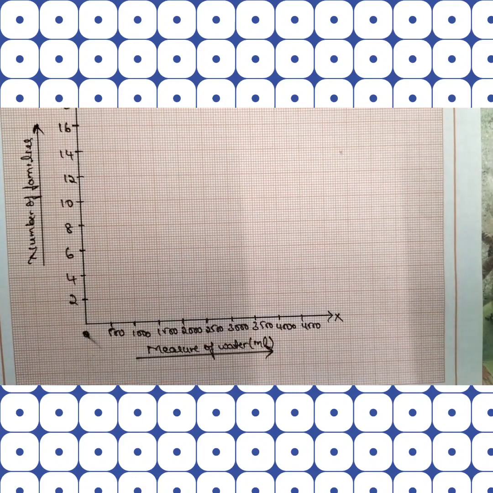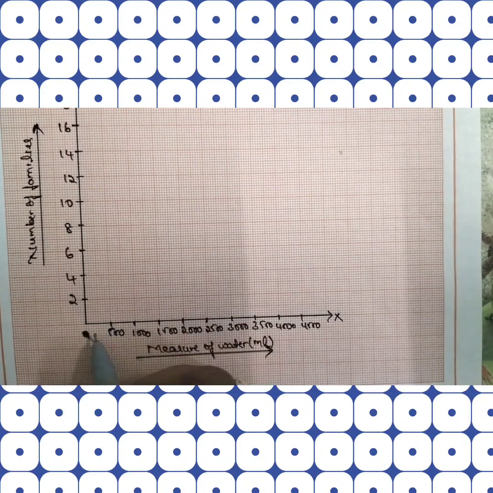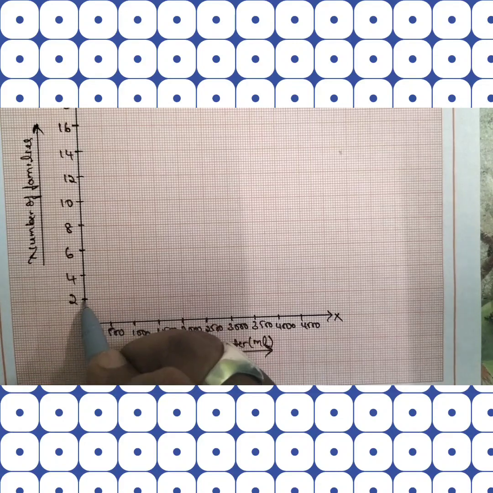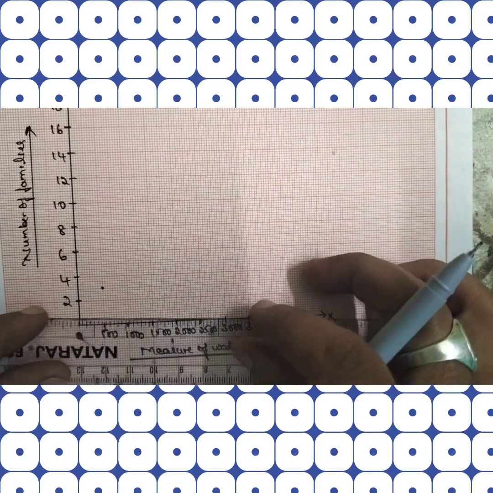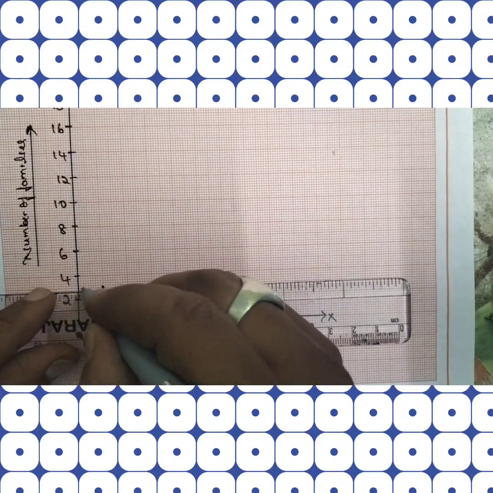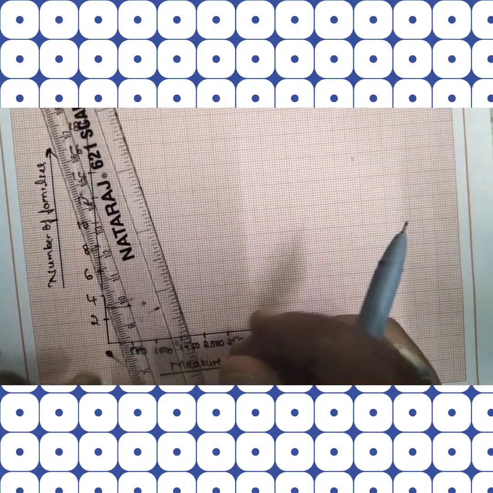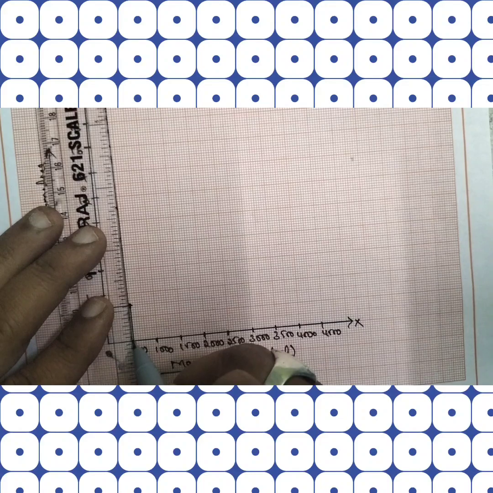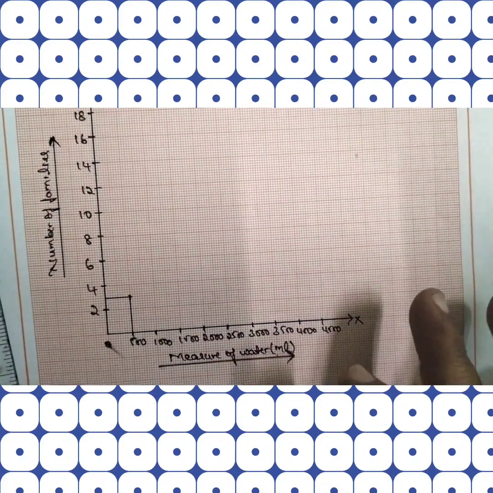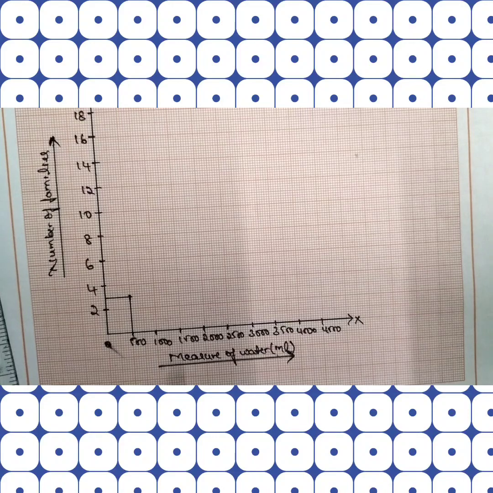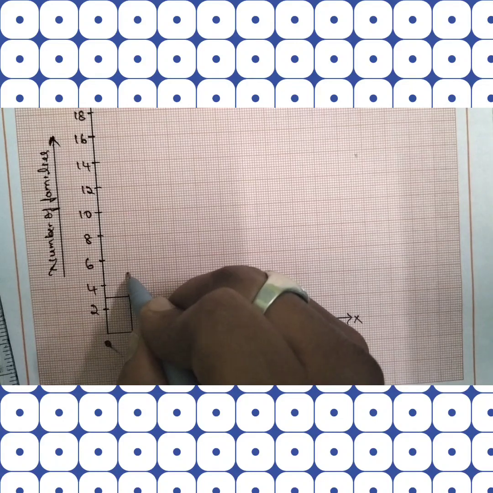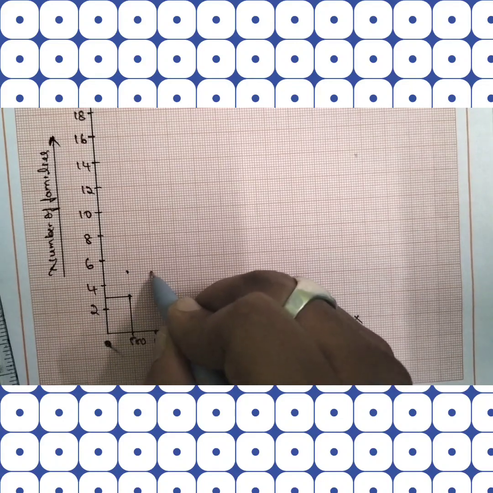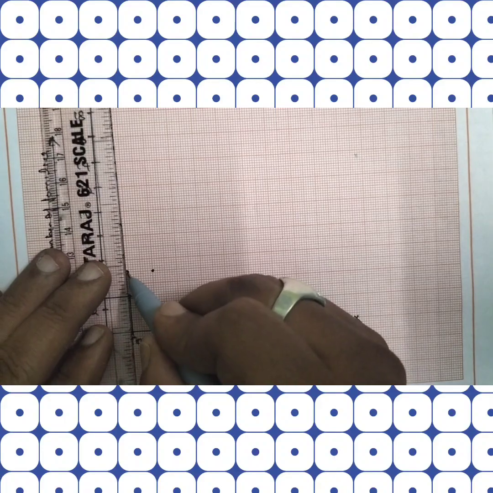So that is 0 to 500 liters. How many families? 3 families. Look, 3 families means we have to mark between 2 and 4 here. This is 0 to 500, 3 families. Next, 500 to 1000, 5 families. 5 means in between 4 and 6.